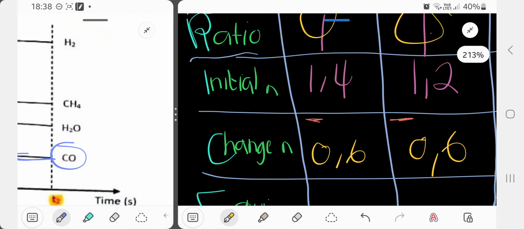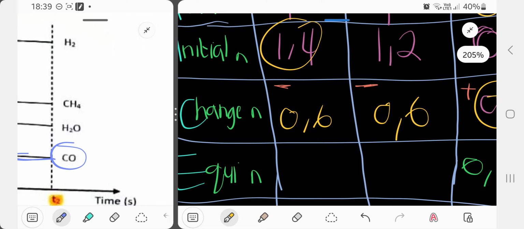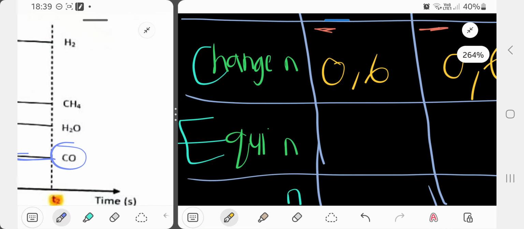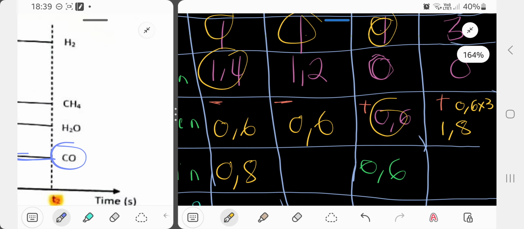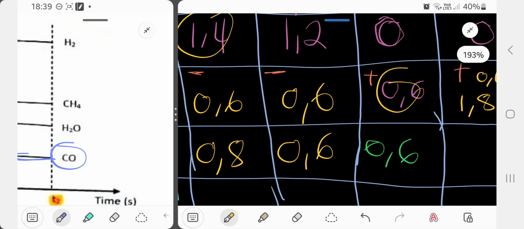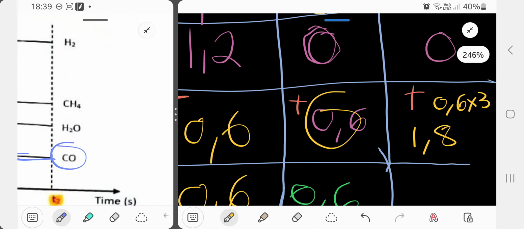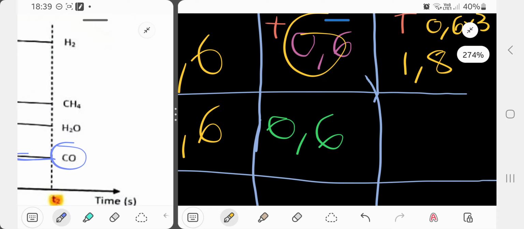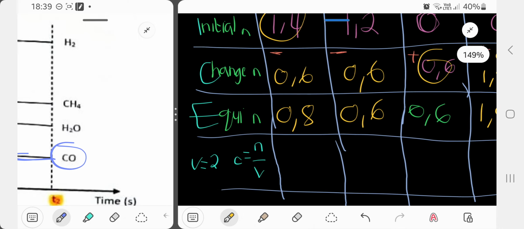Now that we have initial and the change, we can find out what we had at equilibrium. So we had 1.4 initially. What was used up was 0.6. So definitely this is 0.8. And then we had 1.2 here and 0.6 was used up. Definitely this is 0.6 here. And then obviously here we had nothing, and then 1.8 was the change, was what was gained. So obviously we're going to have 1.8 here. So we have the number of moles at equilibrium.